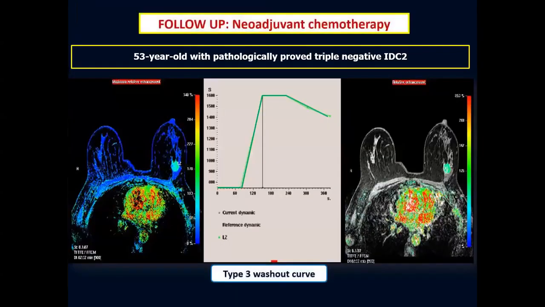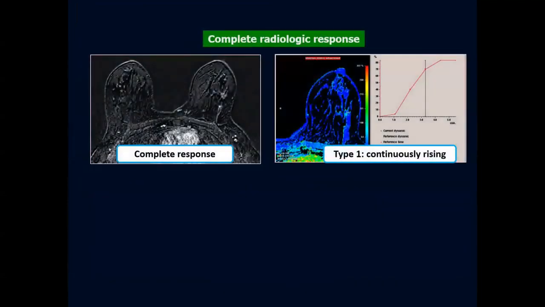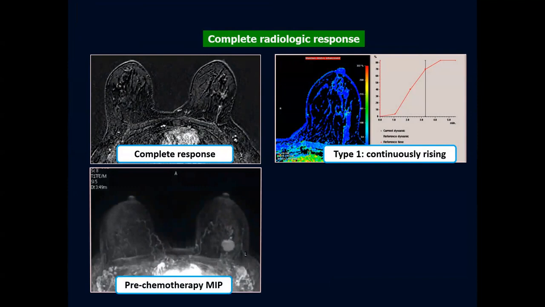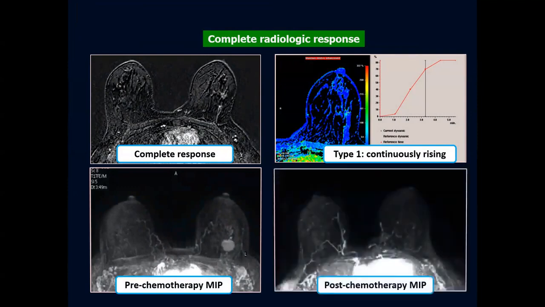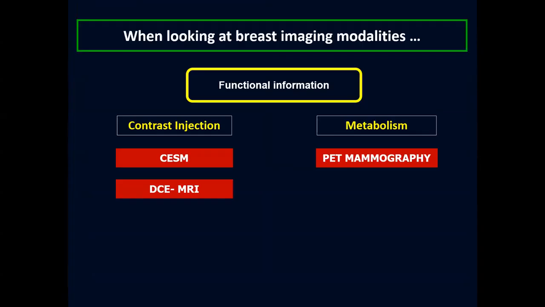This was the time signal intensity curve, which showed a washout curve. She was also a candidate for neoadjuvant, and this was the examination after receiving neoadjuvant chemotherapy. There was complete radiological response. These were the MIP images in the pre-neoadjuvant setting, and these were the MIP images in the post-neoadjuvant setting.